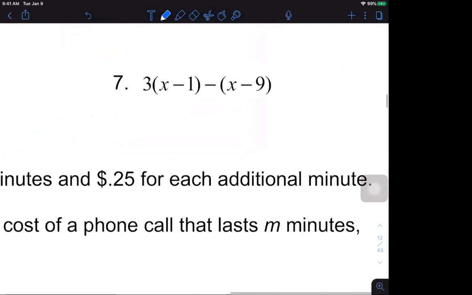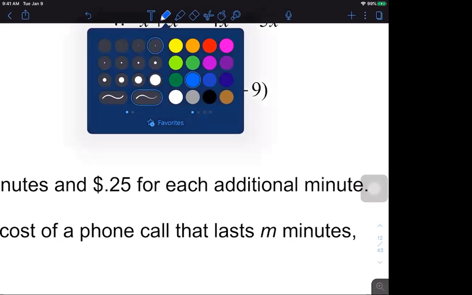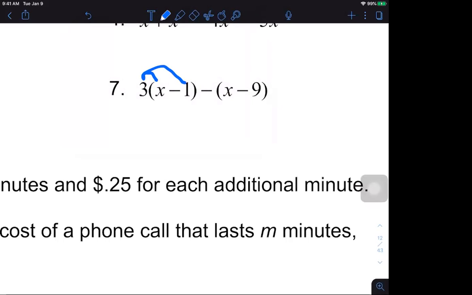Last one we're going to look at is number 7. Again, we're going to distribute 3 through to the x minus 1. And now when we look at this next part here, you see how it's a negative, the quantity x minus 9? Can somebody tell me what number is in front there? It's not listed, but what number is there? 1. 1. Excellent. So that's just like having a -1 there.